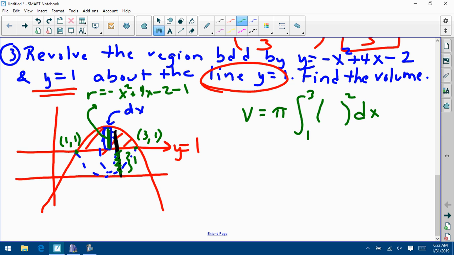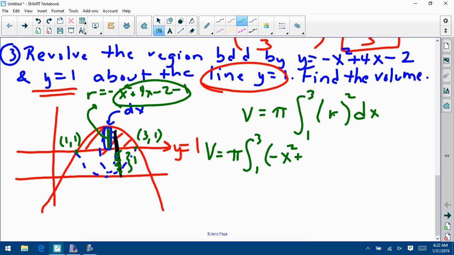Okay, so when I go over here, I'm going to put this inside for my radius. So I need a little more room. Let's call this r for now. So volume is pi times the integral from 1 to 3 of that radius, so negative x squared plus 4x minus 3, squared, dx.